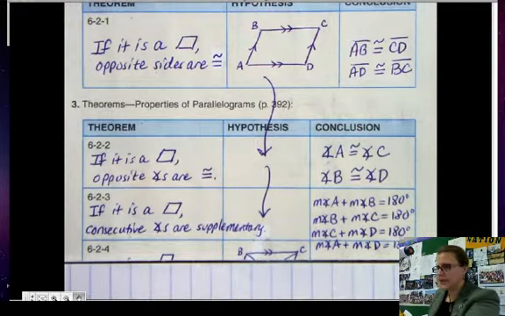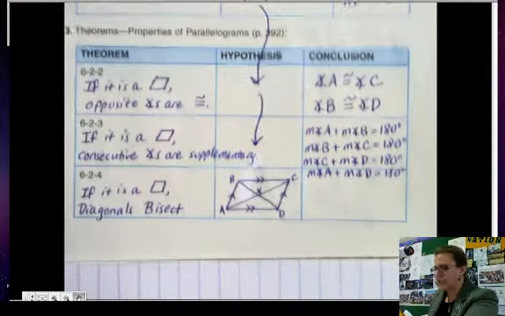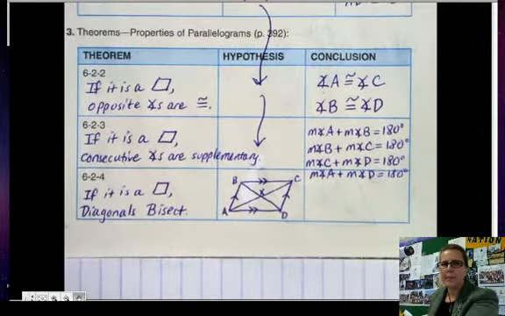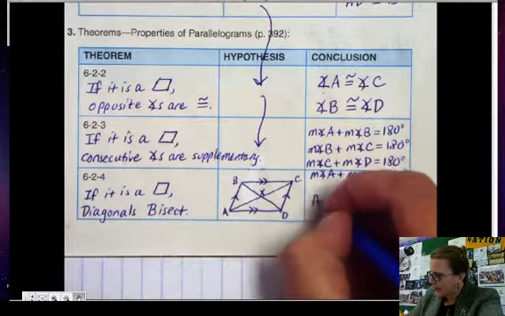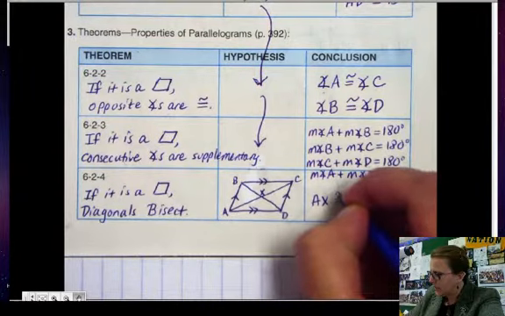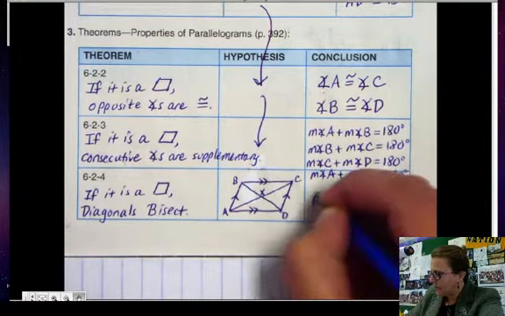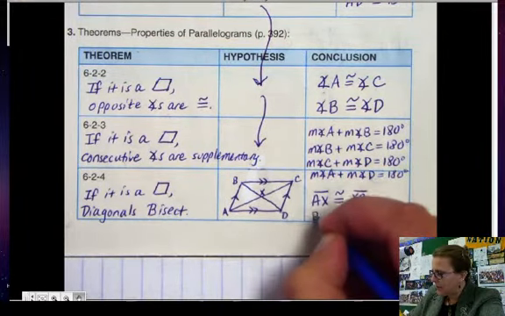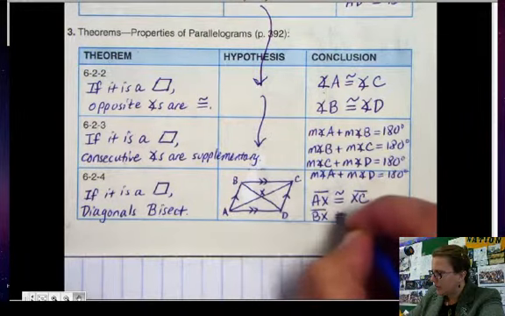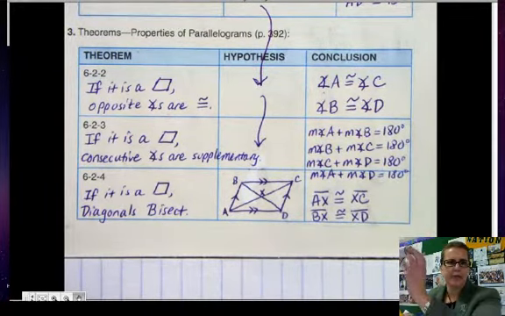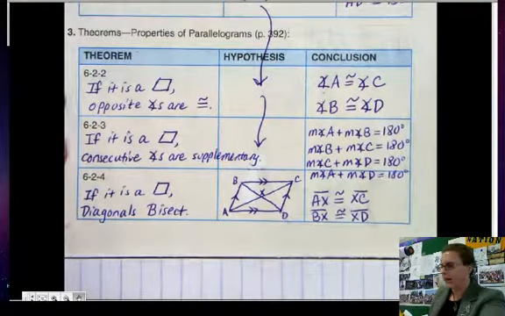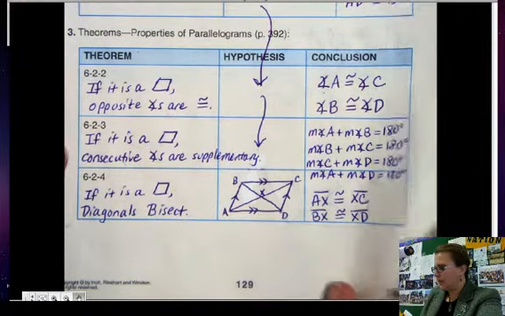And then the last thing to learn about parallelograms is that their diagonals bisect each other. So that means that AX is congruent to XC, and it also means that BX is congruent to XD, because the diagonals bisect each other. All right, let's take a look at the next page here.